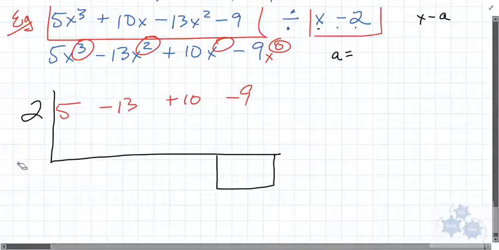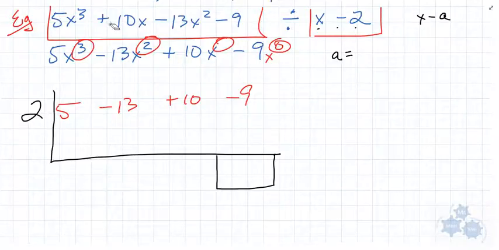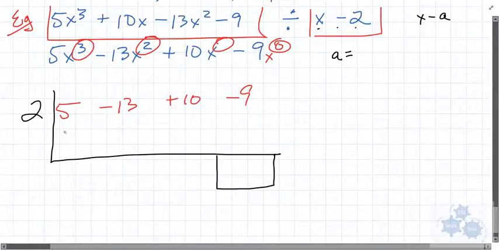Okay, so now you've got your synthetic division set up. Now let's go over that process again. First thing I do, drop the 5. That's always the first thing. Just drop it right down. Then we multiply, then we put the answer right there. So 2 times 5 is 10.